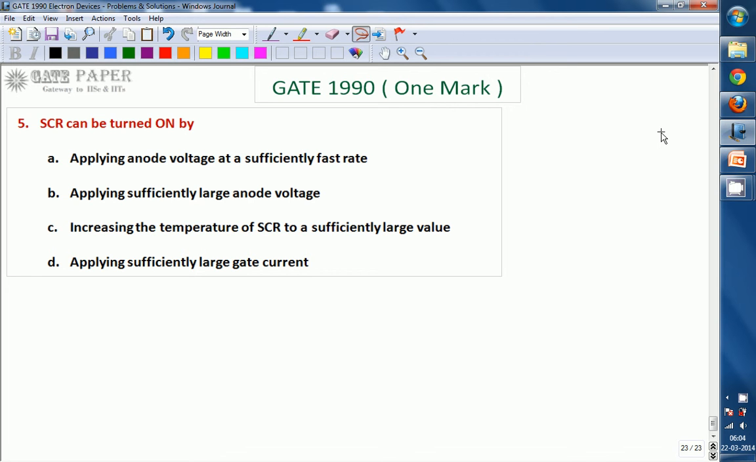SCR, silicon controlled rectifier, can be turned on by: A. Applying anode voltage at a sufficiently fast rate. B. Applying sufficiently large anode voltage. C. Increasing the temperature of the SCR to a sufficiently large value. D. Applying sufficiently large gate current. So how can an SCR be turned on? Out of these four options, which are going to be right?